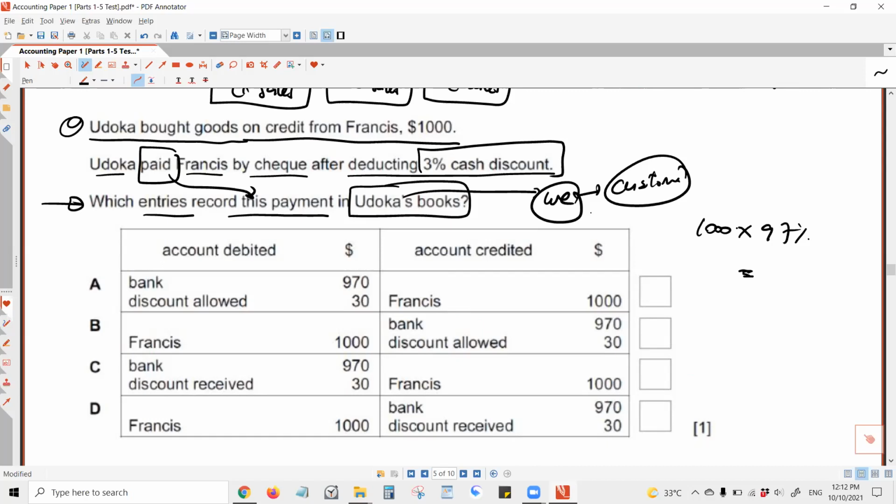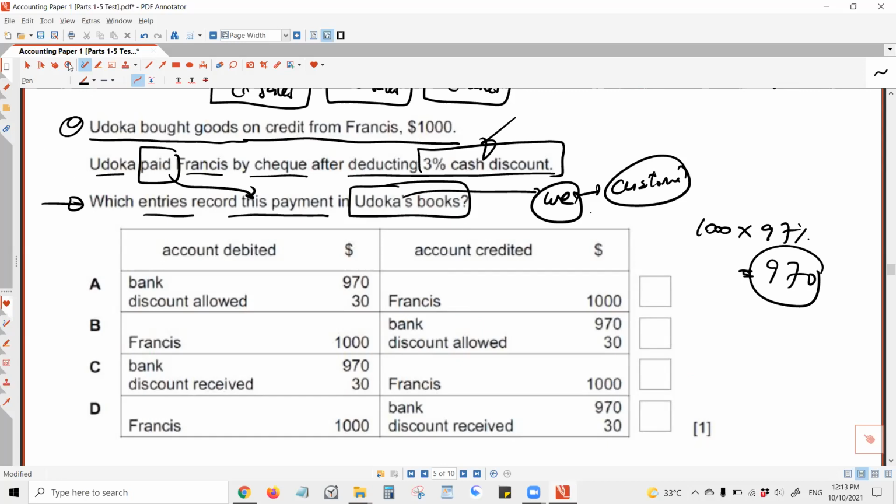Does the question tell you that we pay on time or punctually? They don't mention, right? But you should assume that we deserve the 3% cash discount because it's given here, and they don't mention otherwise. They don't say that we don't deserve the cash discount. So we have to assume we can apply the cash discount. 970 is the amount that we paid. Paid by what? By check, right?